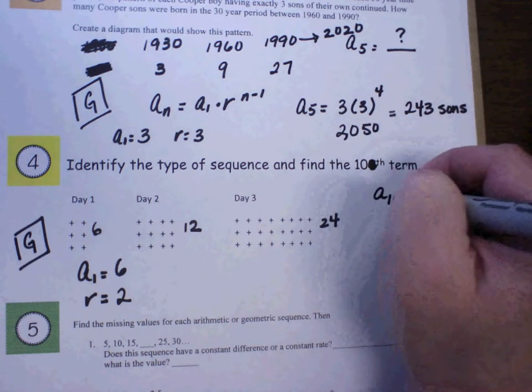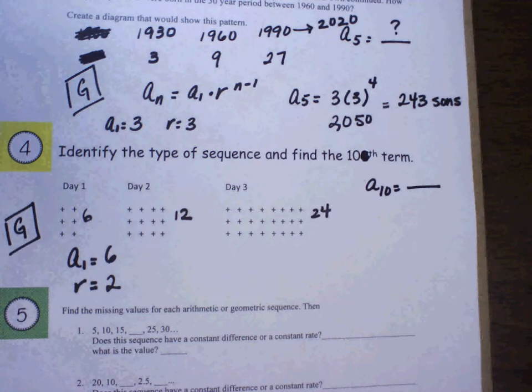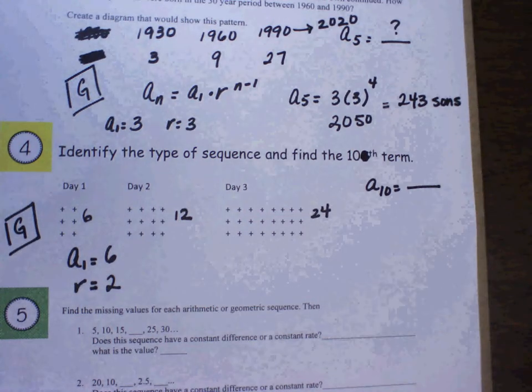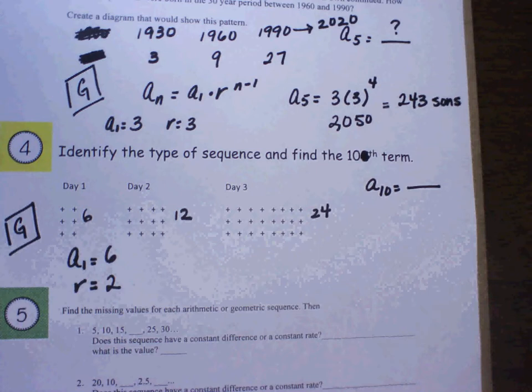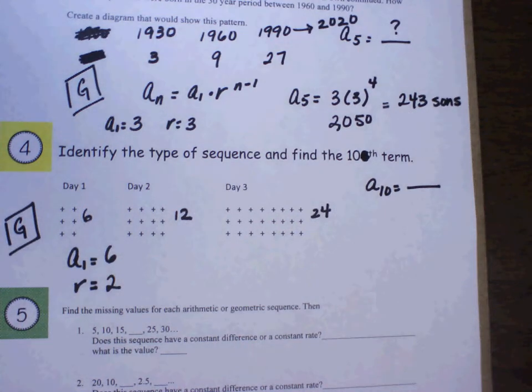I'm tuning out because I'm going to go insane over here. Come on, kids. We can do this. So this would be A of 10 equals, and this is my formula right here.